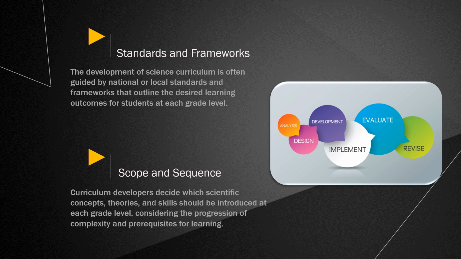Scope and sequence. Curriculum developers determine the scope and sequence of topics to be covered in the primary school science curriculum. They decide which scientific concepts, theories, and skills should be introduced at each grade level, considering the progression of complexity and prerequisites for learning.